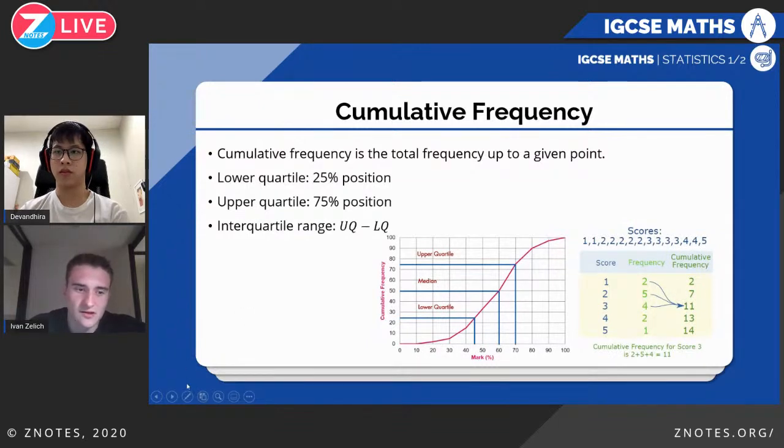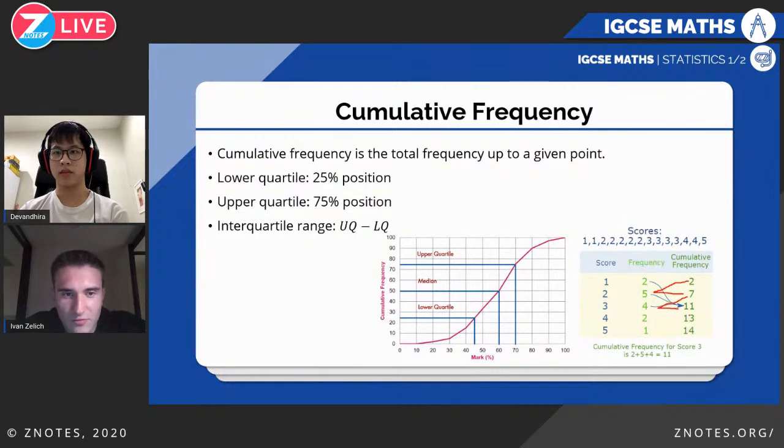So you add a little triangle here, and you would add these two values, etc. And yeah, 7 plus 4, and keep that cumulative frequency going.